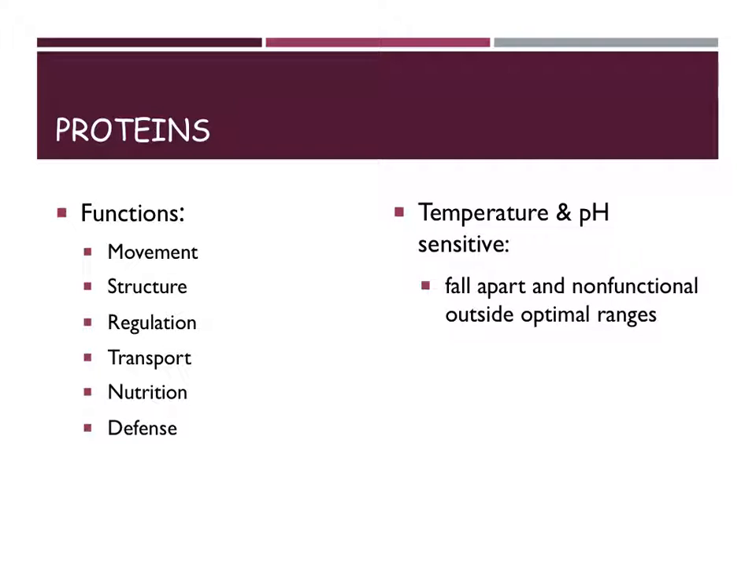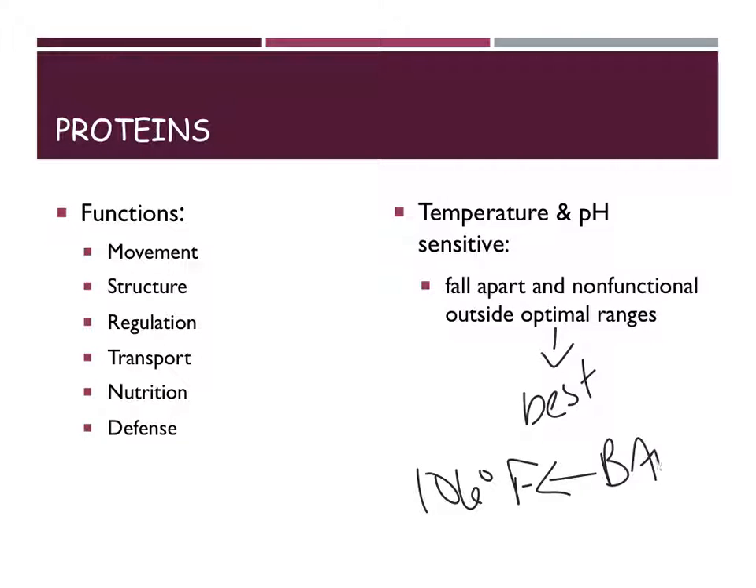The problem for proteins is that they are very sensitive to both temperature and pH. So they will actually fall apart and become non-functional outside of a happy range for them, or what's called an optimal range. Optimal is a fancy word that means best. Okay? So for instance, proteins in the human body can't function over 106 degrees Fahrenheit. This is a bad temperature.